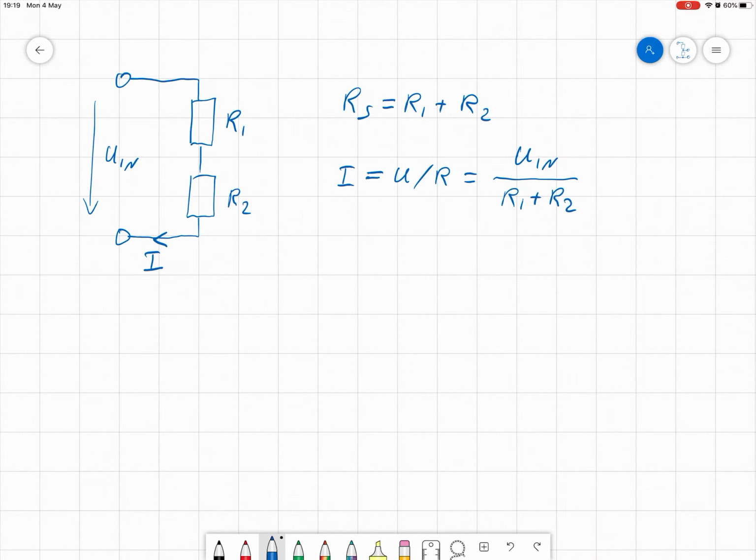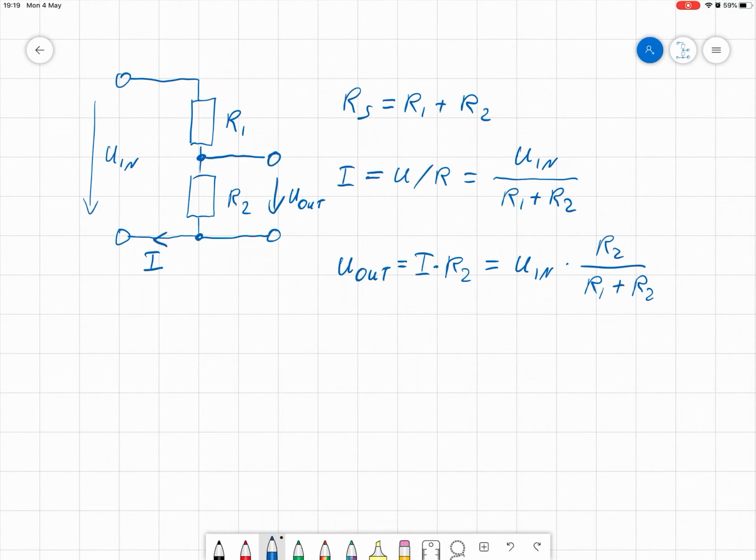And now we can calculate the voltage over R2. So this is our output voltage, U out, and we can figure out U out, again using Ohm's law, as the current through resistor 2, which is I, times R2. If we now insert the I that we've calculated above, we find that this is equal to U in times R2 divided by R1 plus R2.